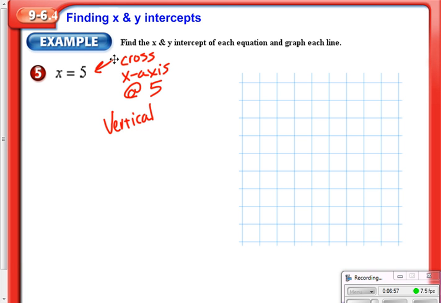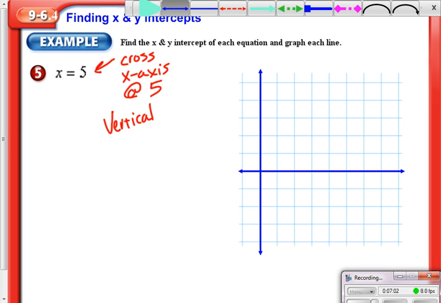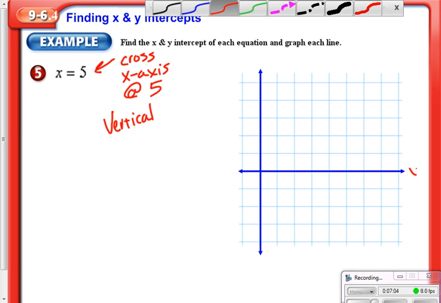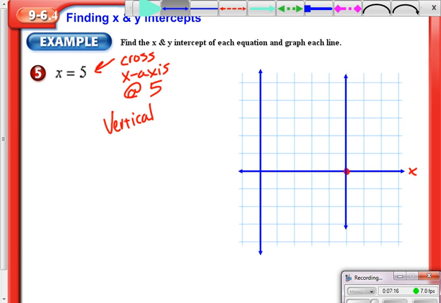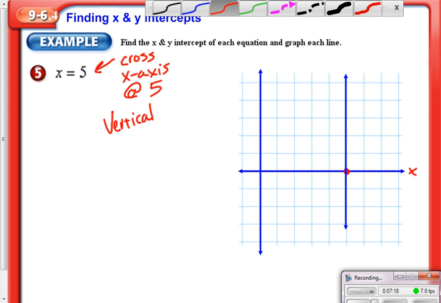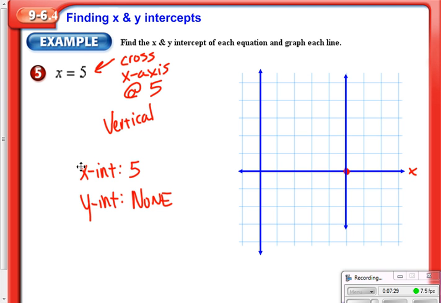If I drew my graph on here, it's crossing the x-axis at 5, so make sure I get to 5. From my origin I'm going to move over 5 units here, and here's where it would be, where x equals 5. Now it's crossing the x-axis, so the line has to be vertical. So there is my line. So basically, if you think about it, your x-intercept is 5. Your y-intercept is none. It does not have a y-intercept.